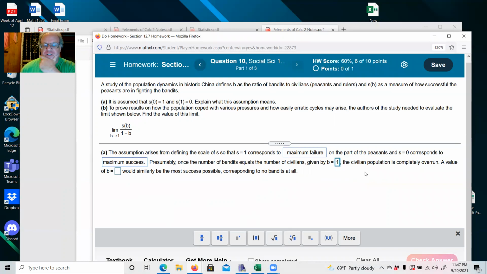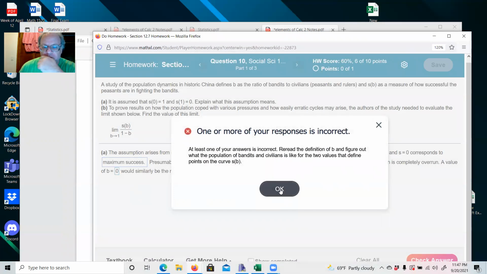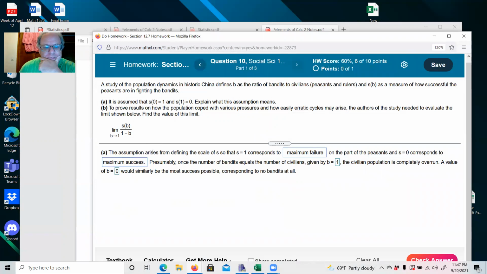Probably shouldn't have walked us through this, probably too much. The value of B equals 0, 0 bandits to civilians, would be the most successful. If we don't have any vampires, then we are really good at fighting them. And let's see how we did. One or more responses incorrect. We don't like that.